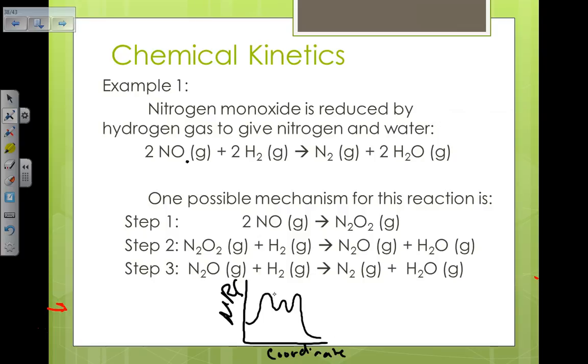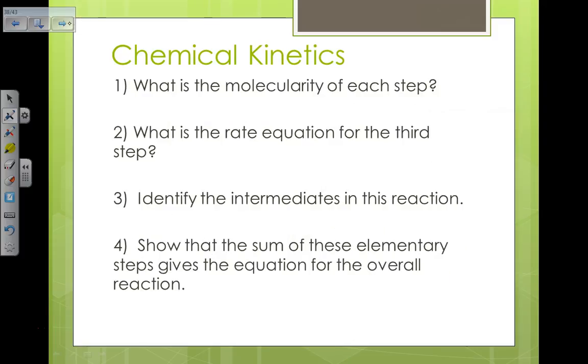Now, we don't know what the activation energy is. We just know that it has to be higher than the energy of the reactants and products. And we don't know if it's endothermic or exothermic. So we just make some guesses. What we do know is that there has to be 3 humps, and that's about all we know. So this is a possible reaction coordinate for that mechanism.